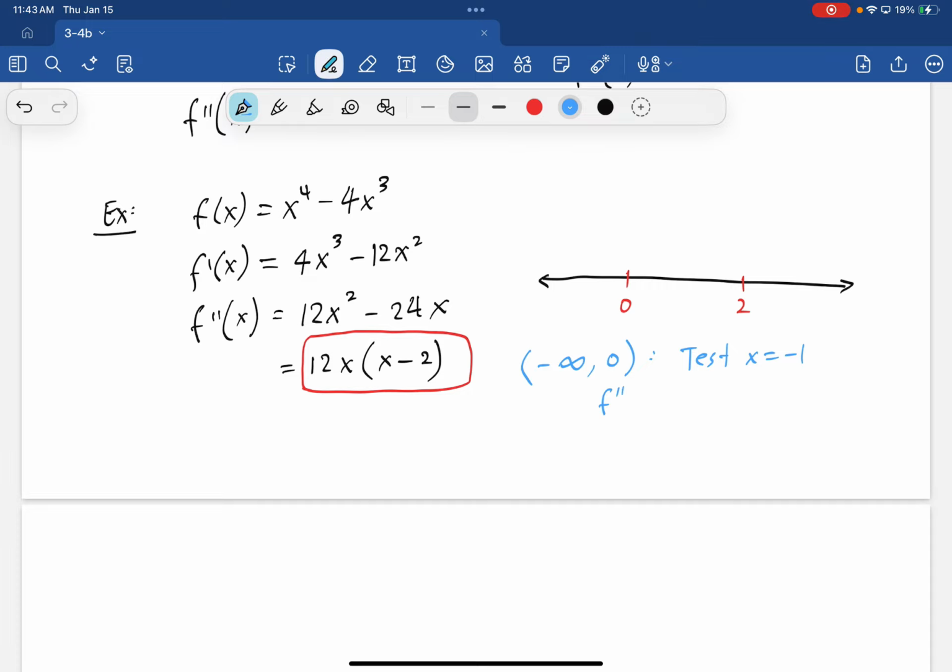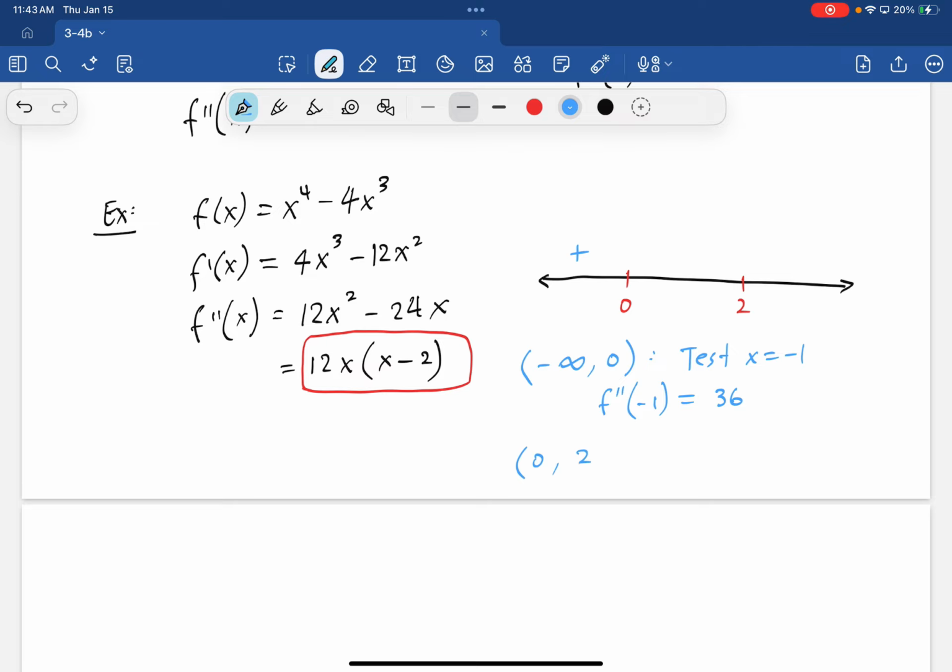So we would plug in x equals negative 1 into our second derivative, right? Because that's the one we care about, whether it's negative or positive. And so the second derivative when x is equal to negative 1 is going to be 36. You can check that yourself. And so that means that this interval has a positive second derivative.